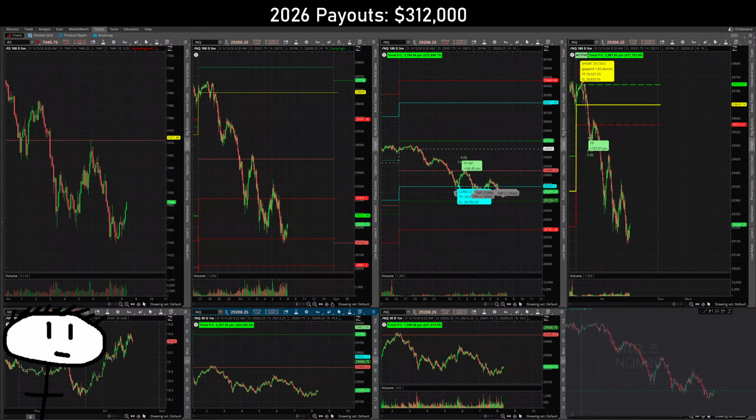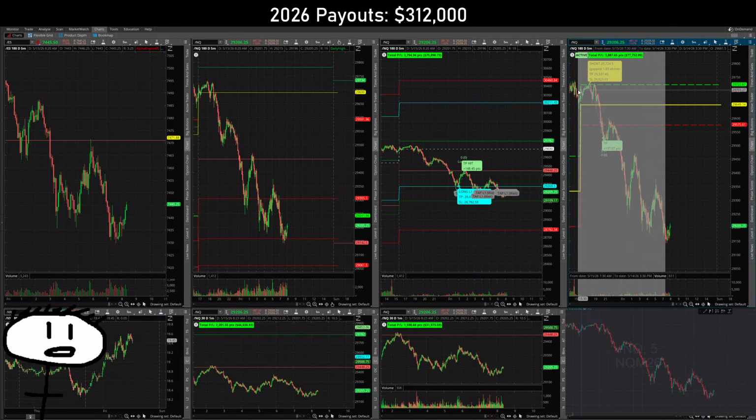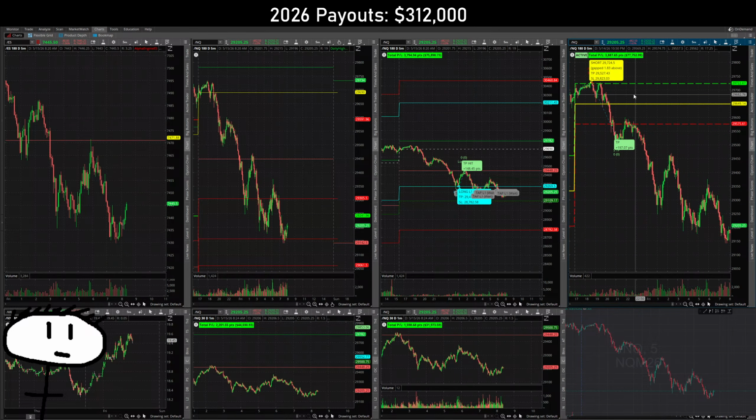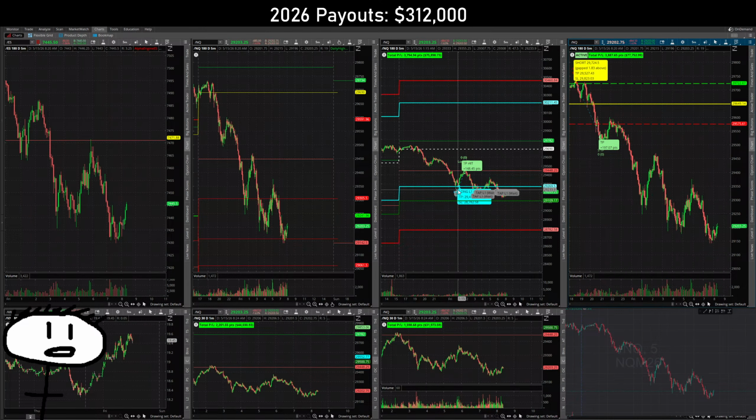I took a short last night right here, and I didn't need the full move, so I think I closed out before this big profit. I'm pretty sure I was asleep when this happened. This long, I was asleep when this long happened. So I secured one payout here.